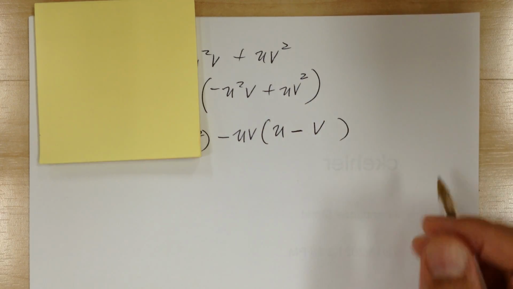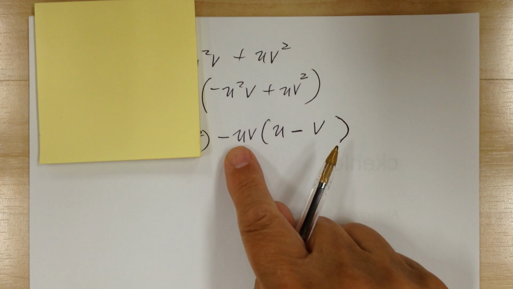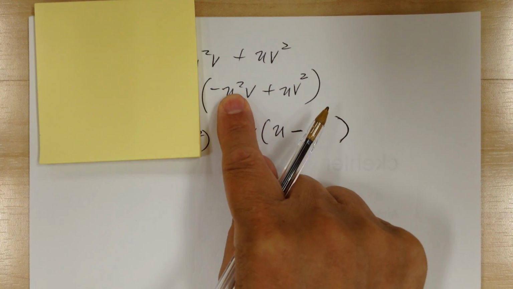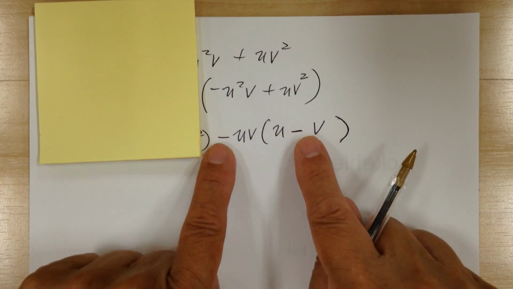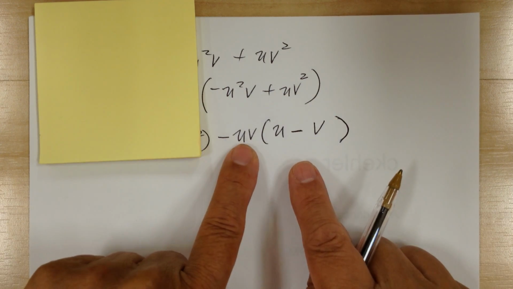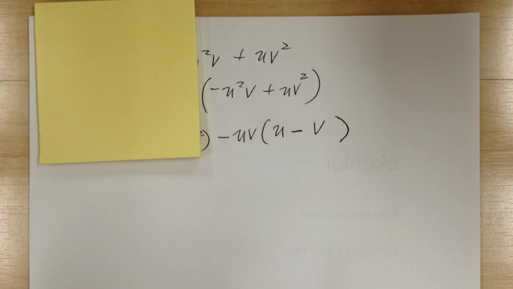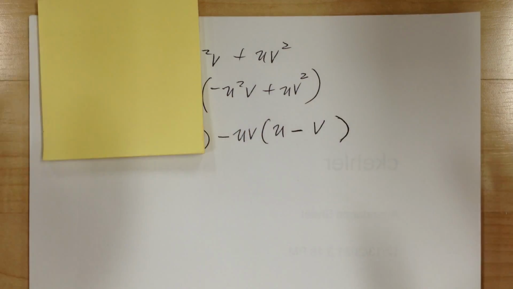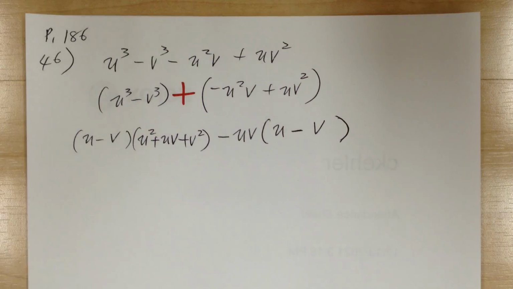So what you want to do, you always do a quick check. So this times that gives you that, yes, right? Negative uv times u gives you negative u squared v. This times that, negative times negative gives you positive. uv times v gives uv squared. So check. So again, do a quick check. So now you've done each half individually. Now you're going to bring them back together, okay?